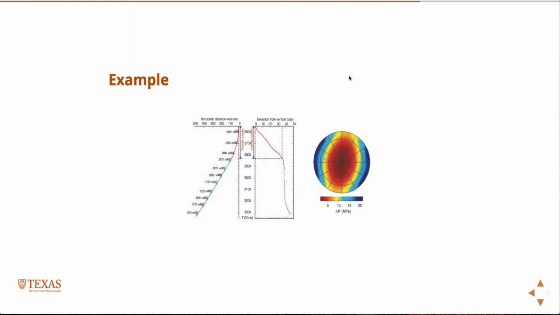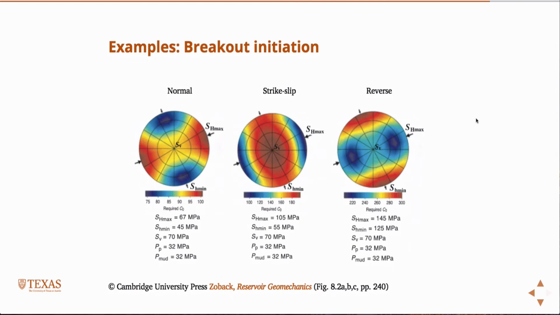In this case, every point on this plot represents a direction that you could drill. So if you're drilling in this direction, in highly deviated areas, then you're required to have this much delta P for wellbore stability. If you're drilling horizontally in this direction, then you're required to have this much delta P for wellbore stability. Okay? And so that's one example, but there's others you can come up with.